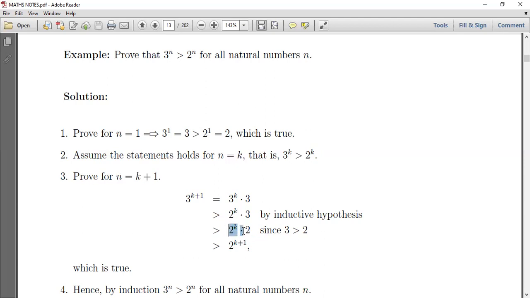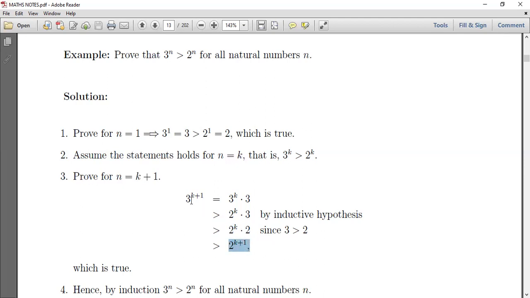And this is known to be, since 3 is bigger than 2, it automatically means that this statement is bigger than this statement. Then this statement is equivalent to the left-hand side of the hypothesis that you want to prove, which is 2 to the power k plus 1. Because if I apply my laws of indices here, 2 to the power k times 2, I'll get 2 to the power k plus 1.